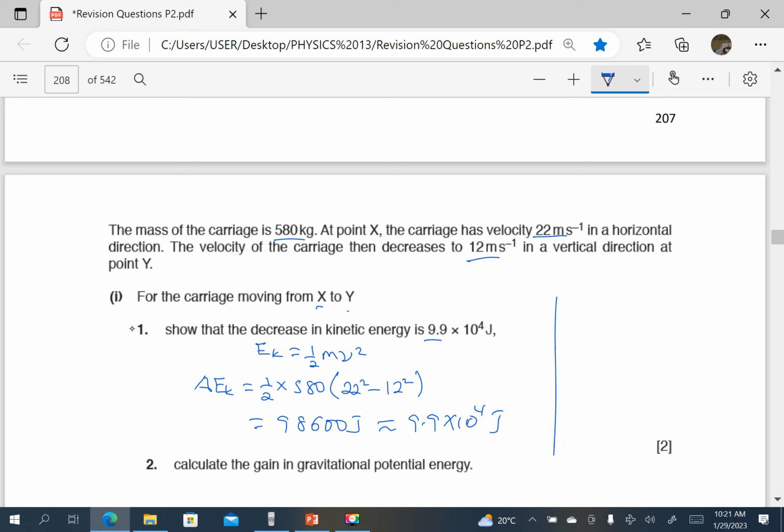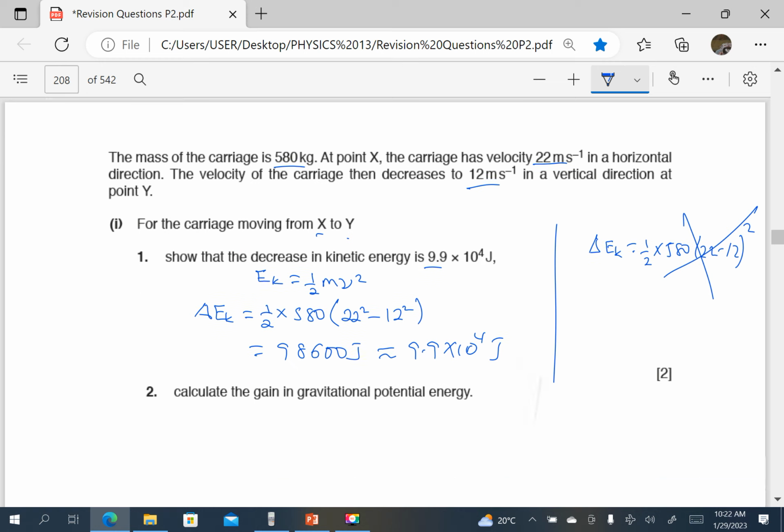It is wrong to find the change in kinetic energy by doing this: a half times 580 into 22 minus 12, and you square this. That is wrong mathematics. We are finding a change in kinetic energy. Find the initial kinetic energy, the final kinetic energy, and subtract. It is the same as squaring both values of v, then subtracting them.